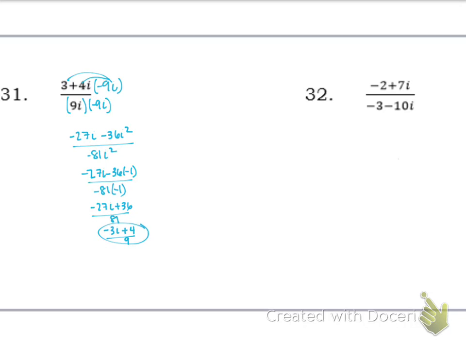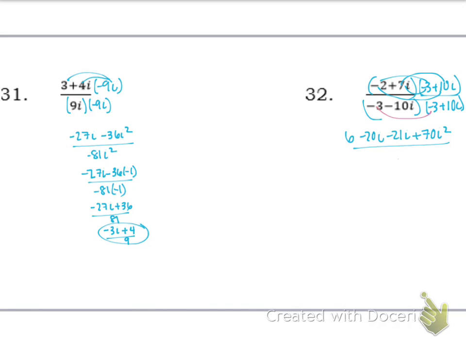My next one, we're going to have a double FOIL, so we multiply the top and bottom by negative 3 plus 10i, negative 3 plus 10i. So I get 6. My outside, I get negative 20i. My inside, I get negative 21i. My last, I get 70i squared.